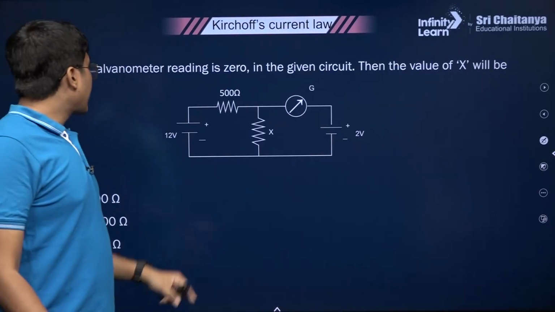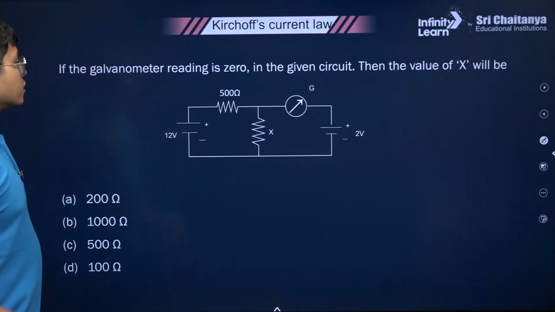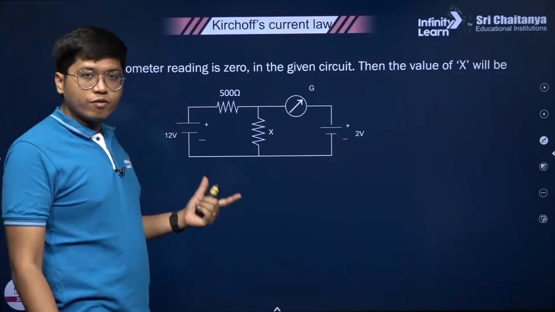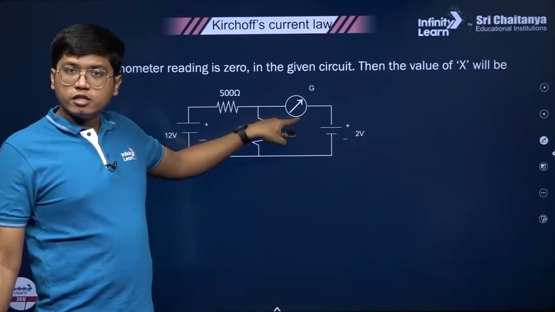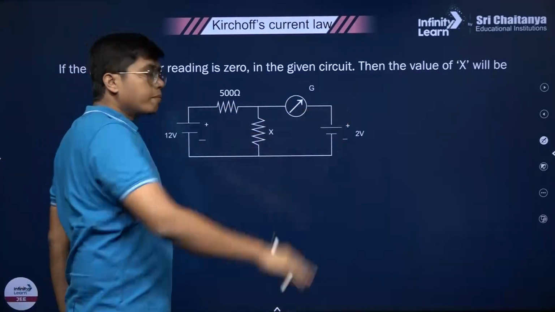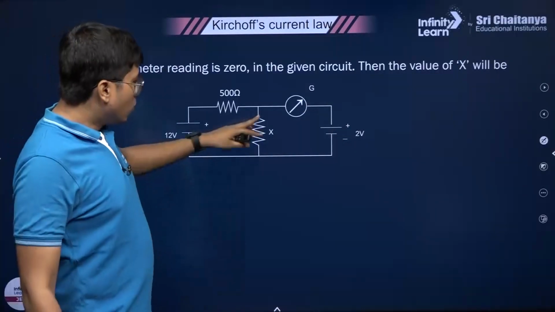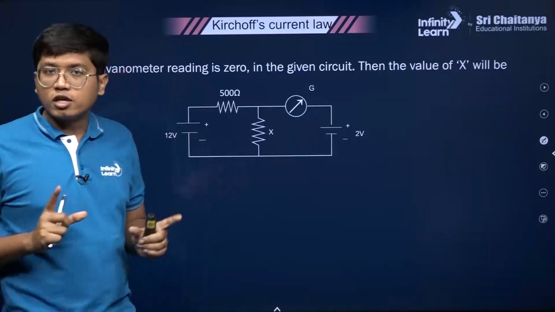Next, in the galvanometer reading, the galvanometer is 0 in the given circuit. We need to find the value of X. So galvanometer reading 0 just means no current passes through that part. Now over here, since there are two cells, you have to use Kirchhoff's laws.